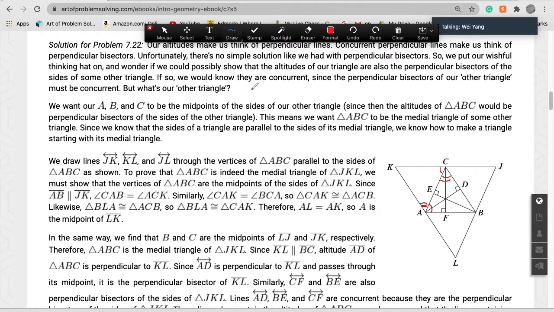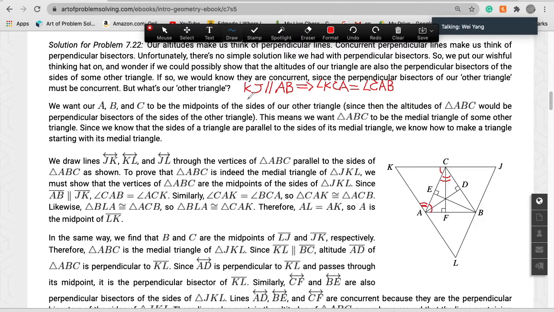Now I can write down here: because KJ is parallel with AB, from this we can get angle KCA equals CAB. This one equals this one, because this line is parallel with AB. These two angles are alternate interior angles.